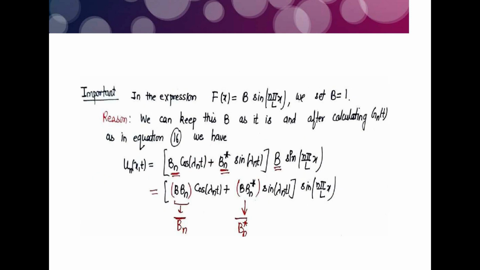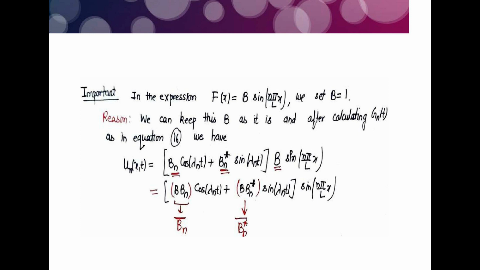While finding the solution corresponding to the equation f of x, in this expression, consider the first line here. F of x is B n sine of n pi over L into x. We set capital B equal to 1. The reason is, if you want to keep it as it is, you can keep it.